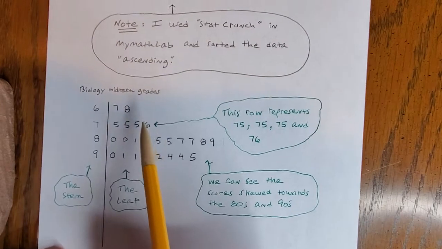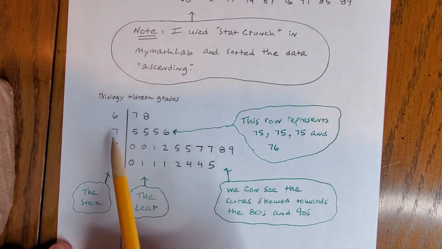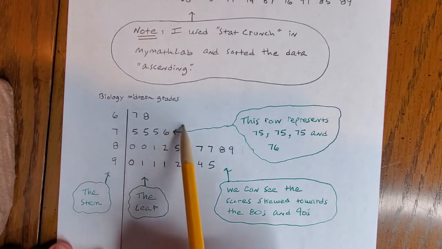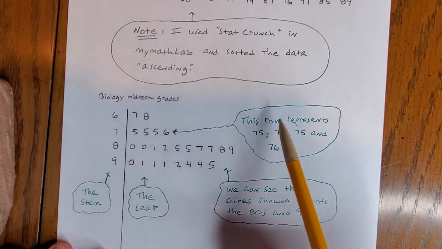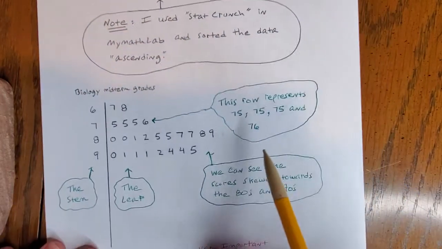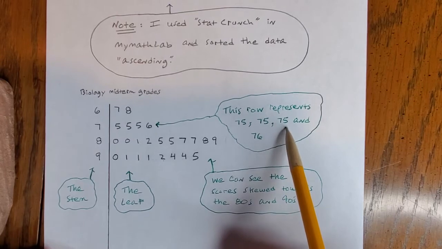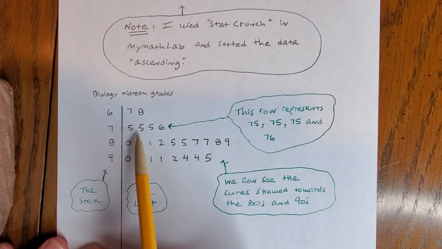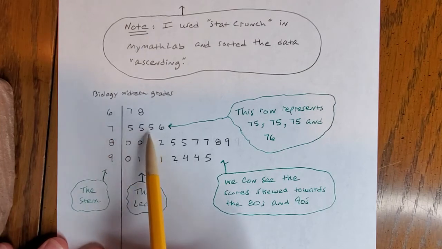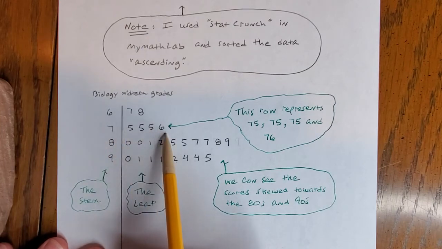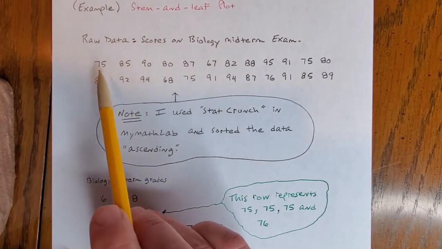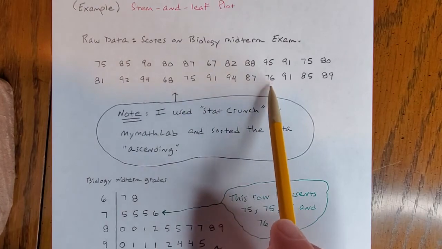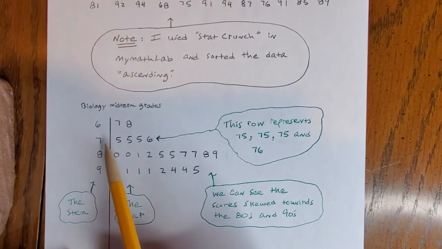So let's look at this row in particular. Here's what 7 vertical line 5, 5, 5, 6 means. That represents the fact that there are scores in the raw data of 75, 75, 75, and 76. See? 75, 75, 75, and then 76. And sure enough, there's 3 75s, okay? And then one 76 among numbers that are in the 70s.